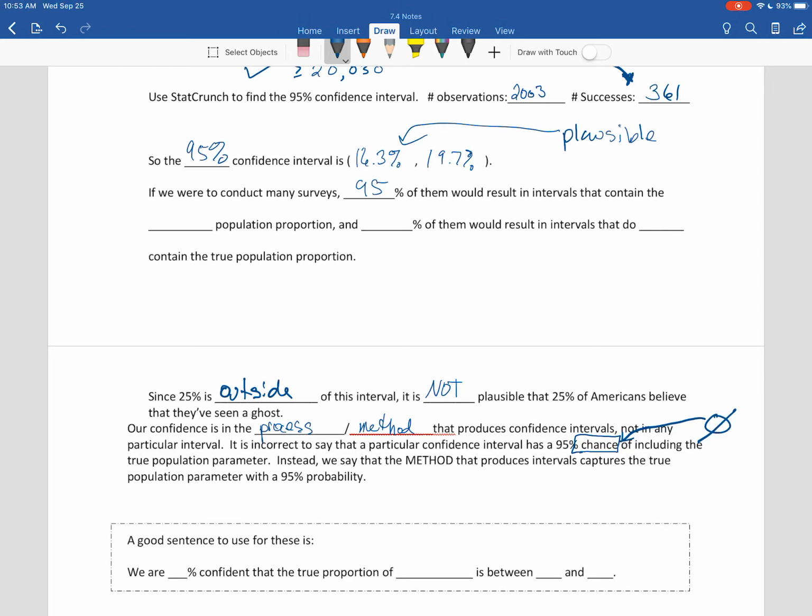We are 95% confident in our intervals, but it does not mean that there is a 95% chance that the true value is going to fall in between there, okay? So just watch out for that. They always throw that one in, the one that says the word chance, and if you pick that one, it's going to be wrong. Pick the one that says, I am 95% confident that. That's what we want to say.